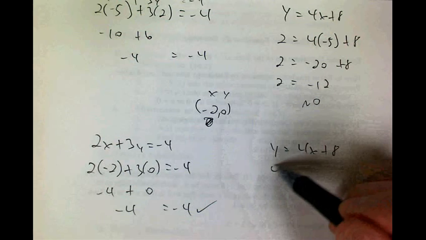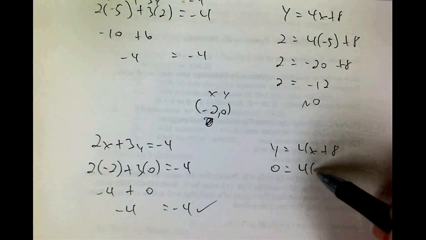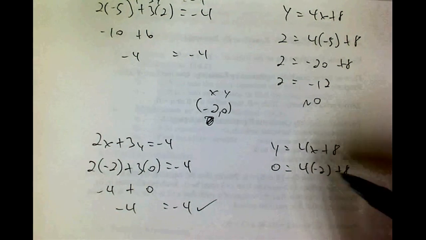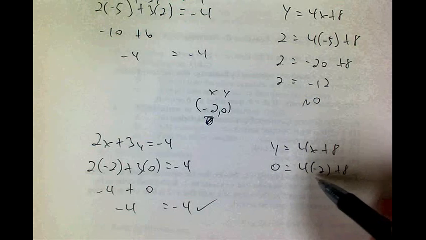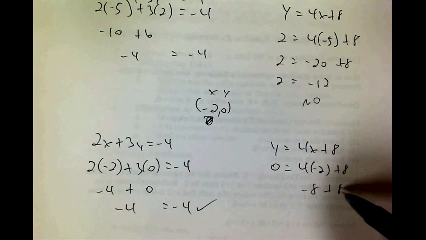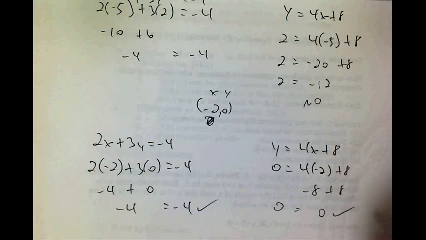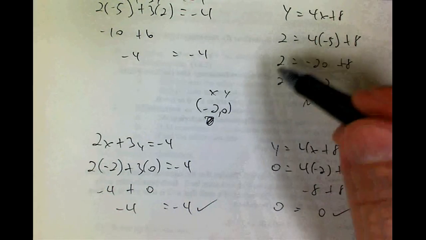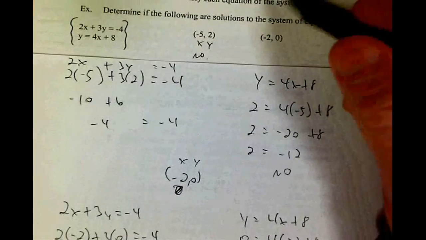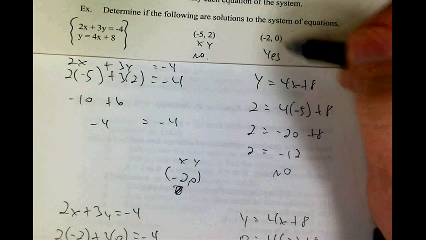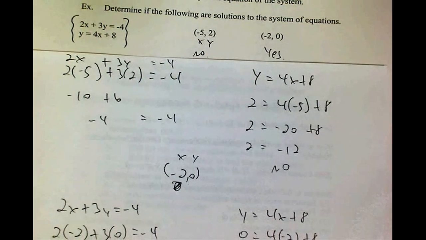y is 0, x is -2. Let's see if both these sides are equal. 4 times -2 is -8. Bring down the plus 8. -8 plus 8 equals 0. That one checked out. Since they both checked out, that means that -2 comma 0 is the solution. This is the one that is. That's how you check it.